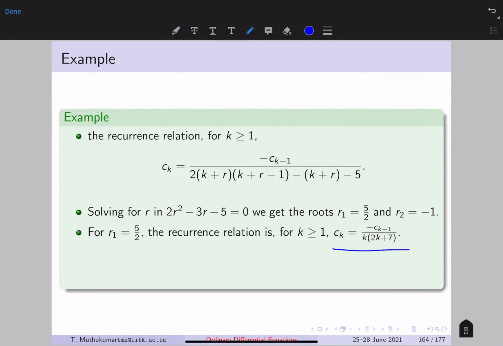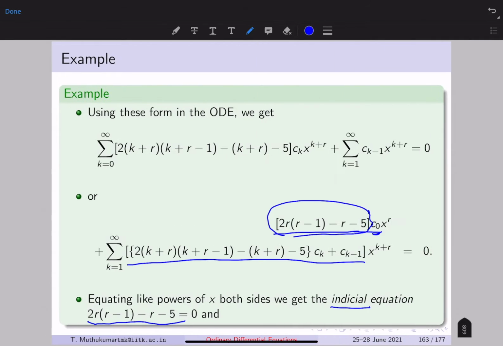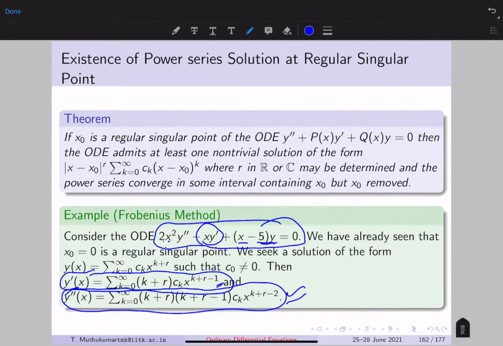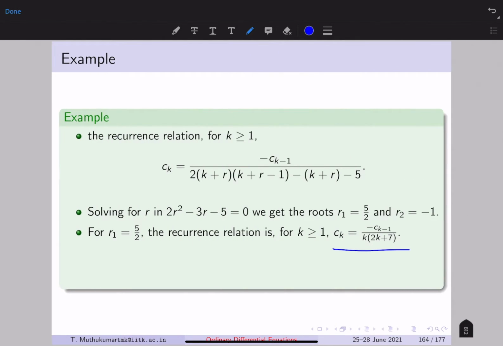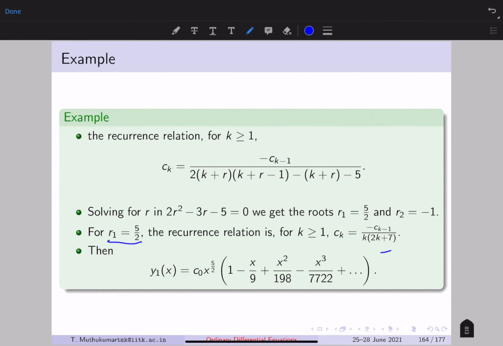relation, which is now independent of r. So ck is depending on ck -1. So if you use that information, you have all the coefficients, and then once you have all the coefficients, you plug it back in the relation that you started with, this one. Here you have all ck, so if you use that, you have the one series solution corresponding to r1, which is 2.5. So now this is your one solution.